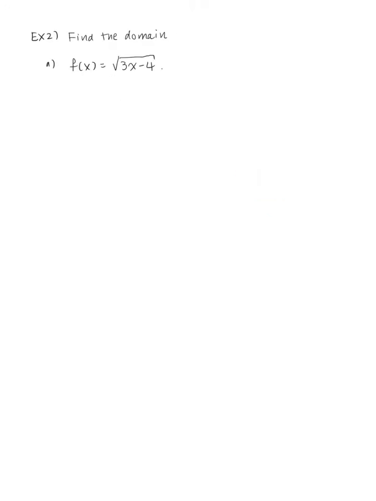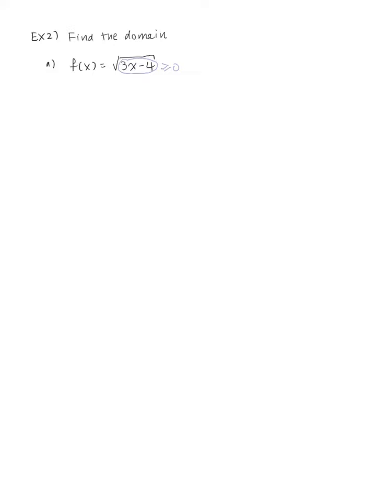Okay, now let's take a look at some examples involving the domain of a function. So example 2, find the domain of f of x equals square root of 3x minus 4. Notice here that we're given the square root, which means that n is even. So the restriction is that whoever sits inside of the radical must be greater or equal to 0 no matter what. So that's going to be the restriction.